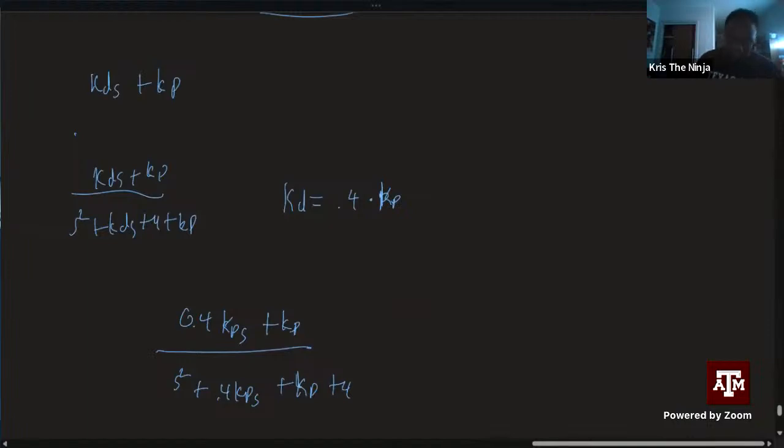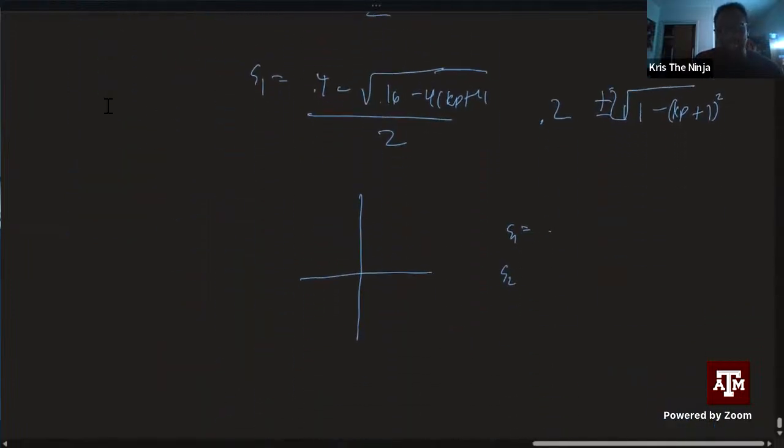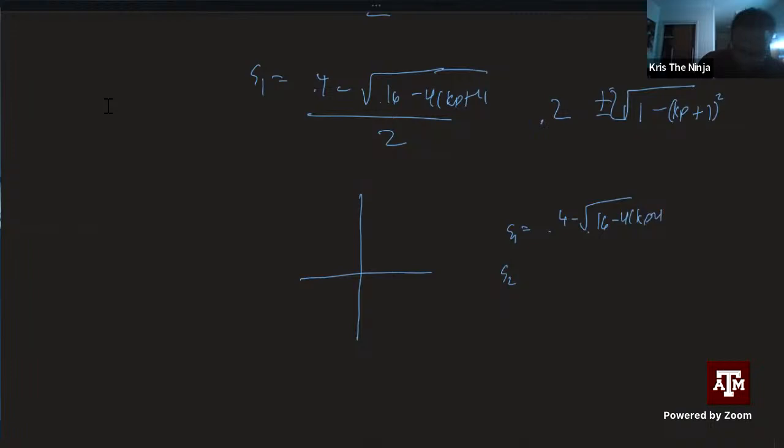just to make sure that I stay consistent and have the actual correct answer in case I made a math mistake, because you know me and math mistakes go together like mashed potatoes and gravy sometimes. So if I got 0.4 minus square root of 0.16 minus 4 KP plus 4 over 2, and then that's 2. Let me lasso that, move that down.